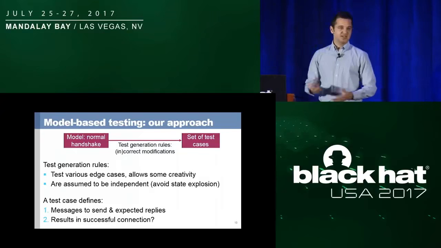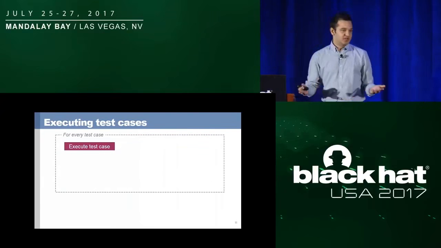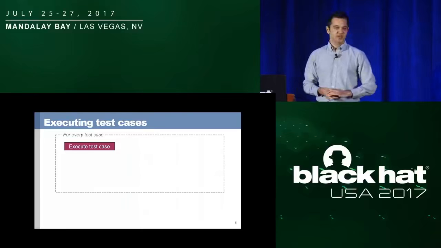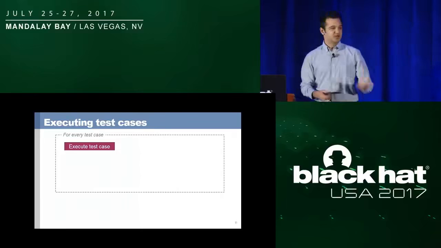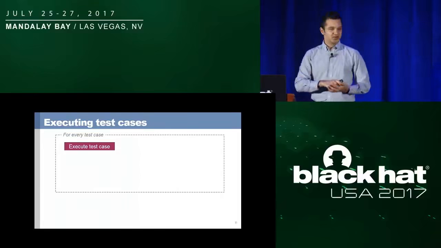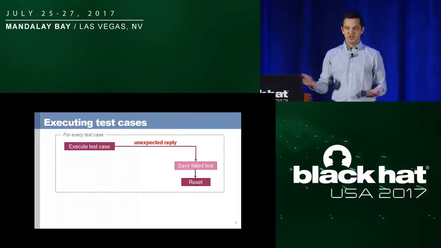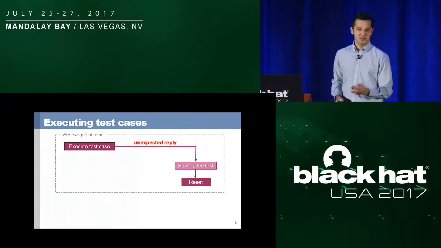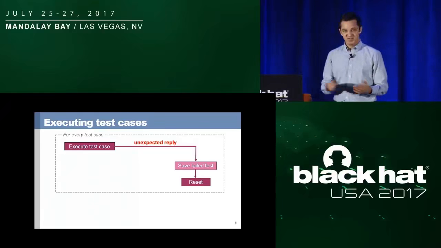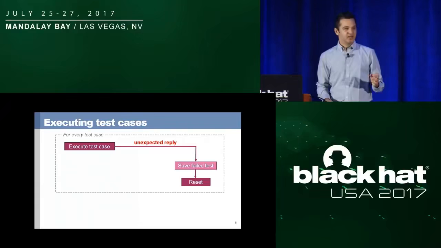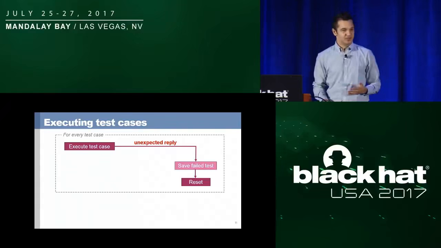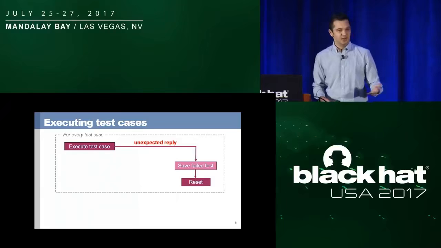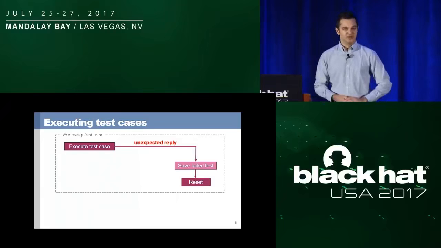Okay, so we now have our test generation rules, we have our test cases. How are we going to execute the test cases? Well, the idea is actually very straightforward. It's like normal test cases, you basically execute the test case. If during this execution you get an unexpected reply, you immediately know that something is wrong here. You don't yet know whether it's a vulnerability, but it's definitely a bug because there is a deviation from the standard. And you're going to track these, in a sense, failed test cases. You're going to save those. And after the test case has been executed, you're going to reset the implementation under test by sending a deauthentication frame to, for example, the access point or the client.